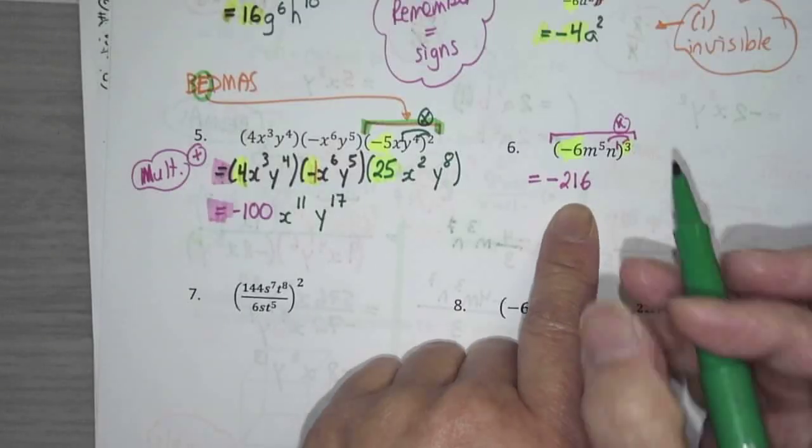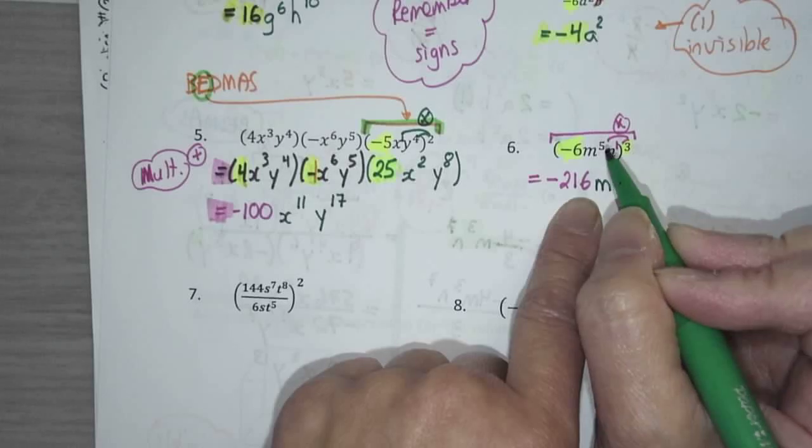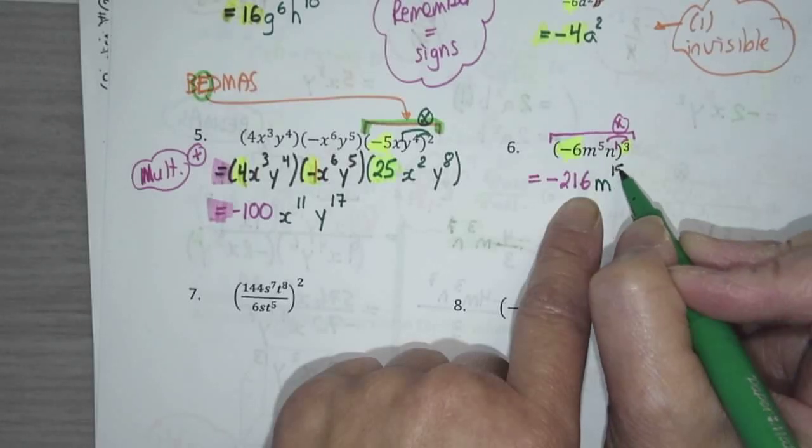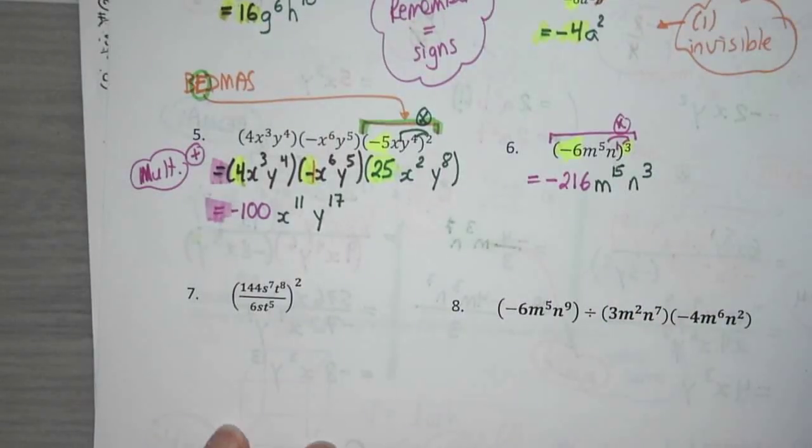Okay, so that's the number. Then we're going to do the letter part. If I have 3 5s, 5 times 3, I get 15 of them. I have 3 times 1, so n to the 3. And that's it.